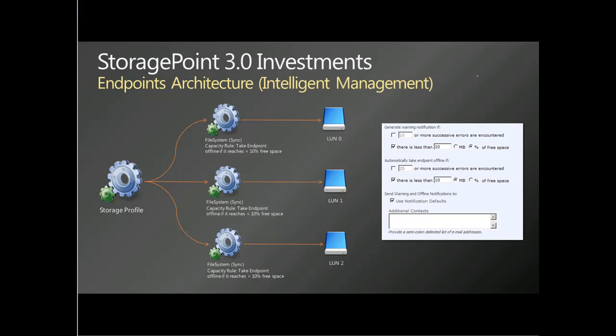Well, what you normally would have to do is take that offline, add additional storage, and then potentially have to reconfigure it and even reorganize the content and then bring that back online. So there's some downtime associated with that. What this allows you to do is I can just set up an endpoint that fills up to, let's say, 10% of free space. StoragePoint can automatically take that offline, and then it'll start right into the next one, fill that up to 10%, take it offline, and keep going.